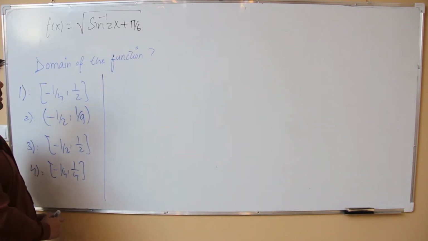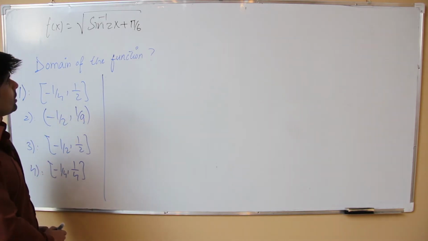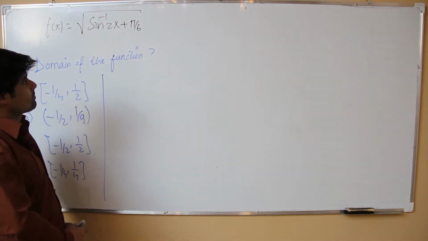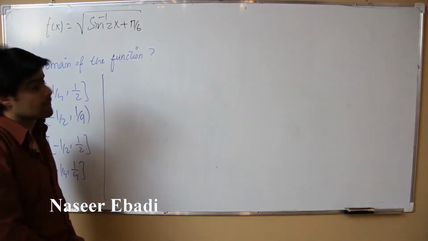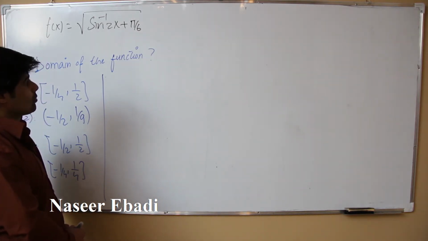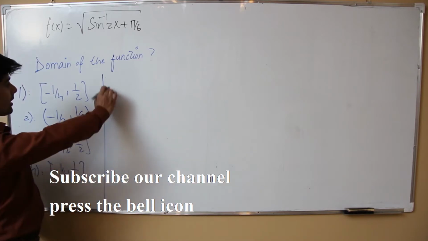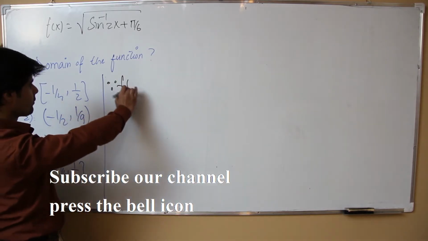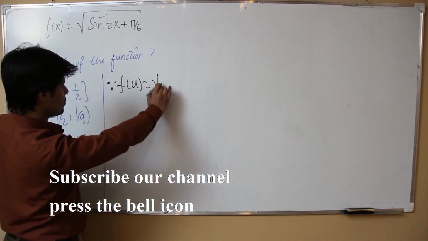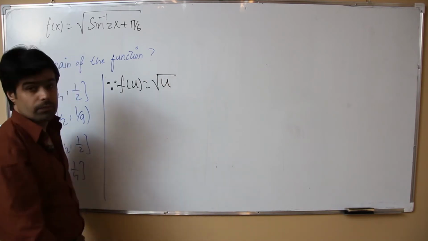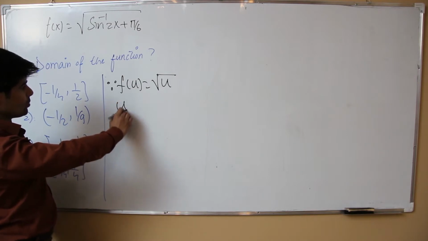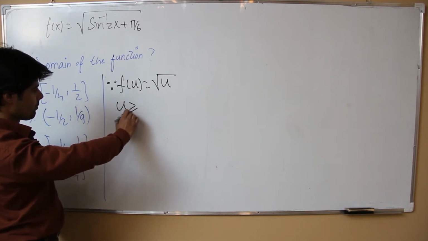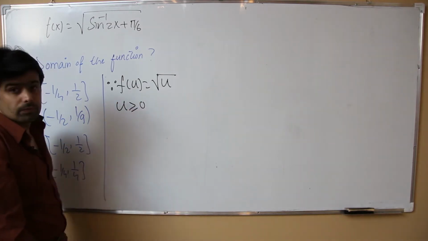We have a function f(x). It is root of sine to the power minus 1 of 2x plus pi divided by 6. Now, what's the domain of the function? I think if we have f(u), which is root u, what's the domain of this one? u should be greater than or equal to 0.